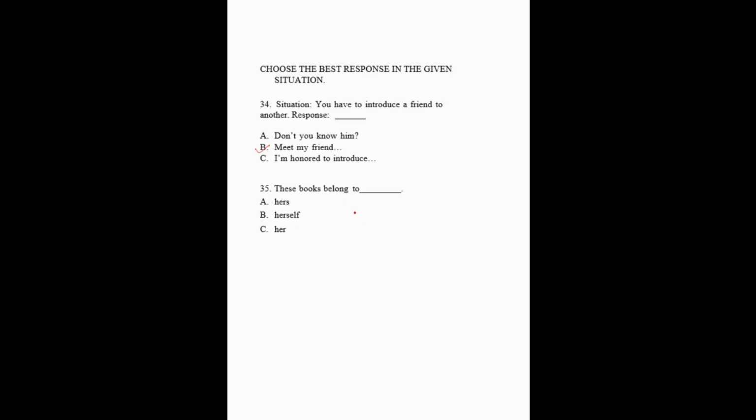The books belong to hers, herself or her. It would be her. These books belong to her.